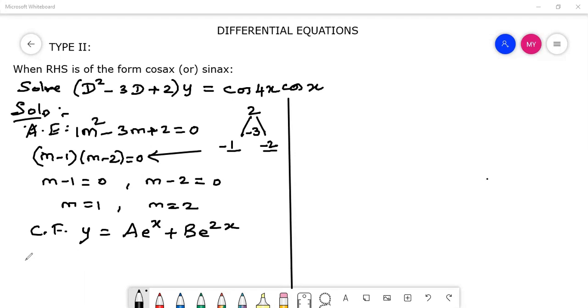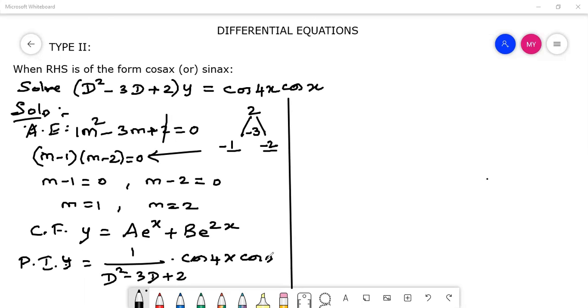Okay, now I have to go with the particular integral. What is a particular integral? It is y equal to 1 by (D square minus 3D plus 2) into cos 4x cos x. See here we have two functions, cos 4x and cos x, so we can't apply the value directly. The a value is 4 here, and for this one the a value is 1. There are different kinds of a value, so we can't apply it in the D square value. So we have to solve this.